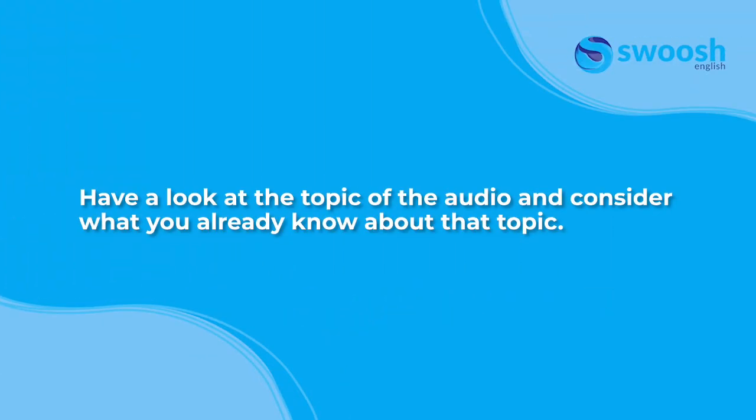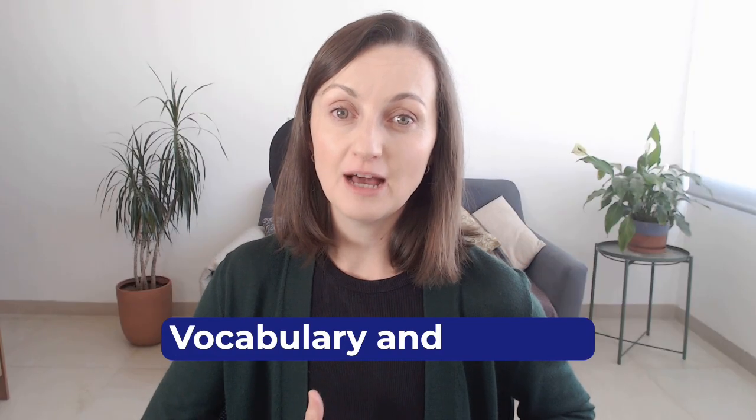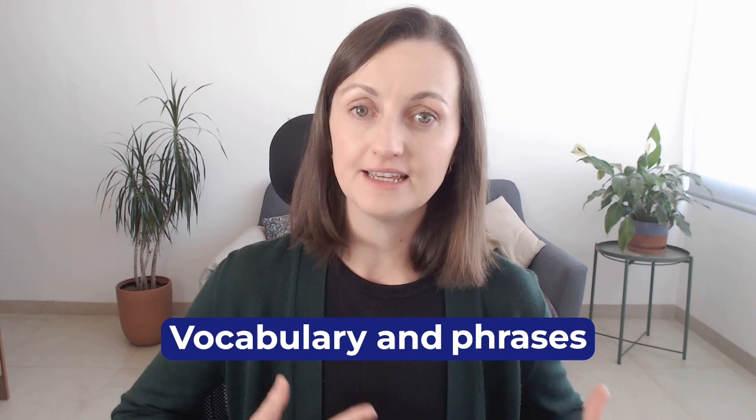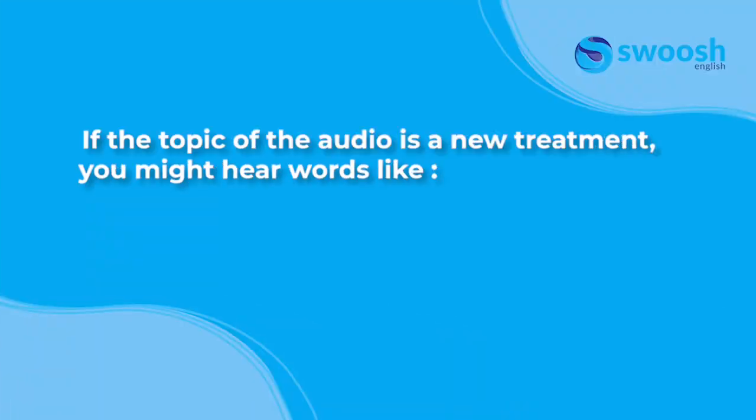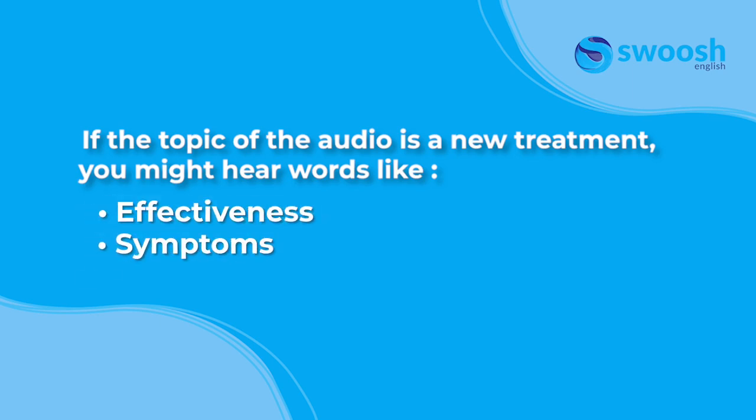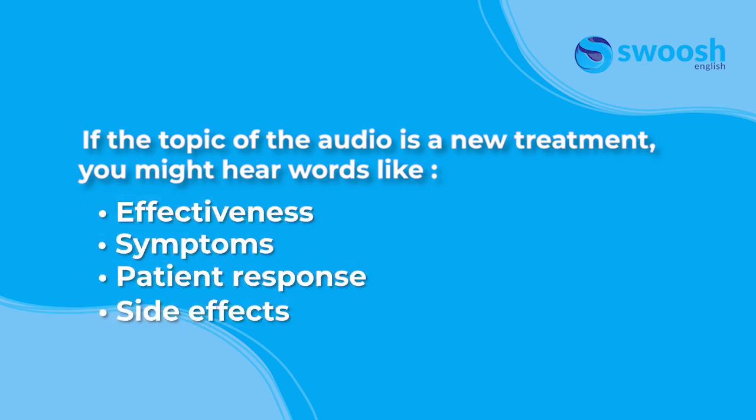The first step when predicting answers in Part C is to have a look at the topic of the audio and consider what you already know about that topic. You can start thinking about vocabulary and phrases that you might hear the speakers say to get your mind into the correct place and be ready to listen. For example, if the topic of the audio is a new treatment, you might hear words like effectiveness, symptoms, patient response, or side effects. If you start thinking about vocabulary you might hear, this helps prepare you to listen.